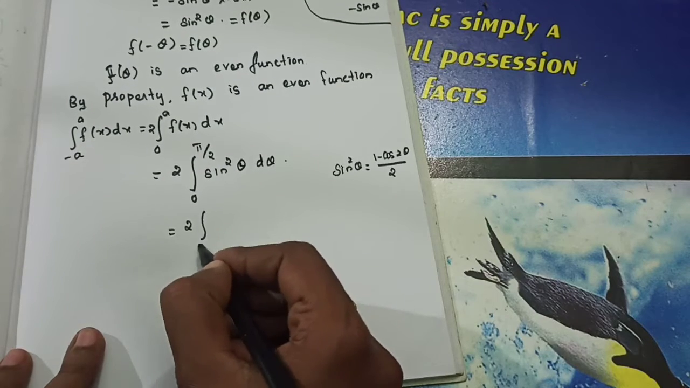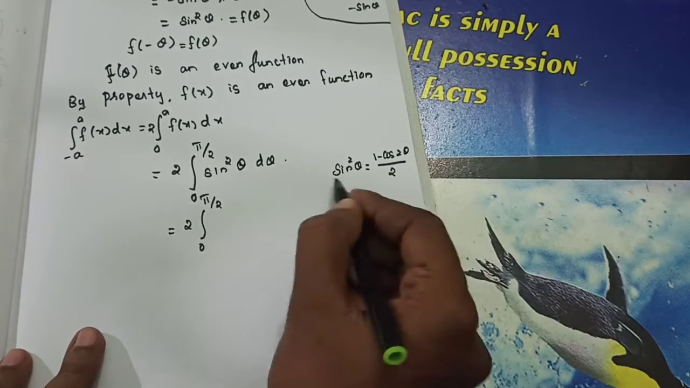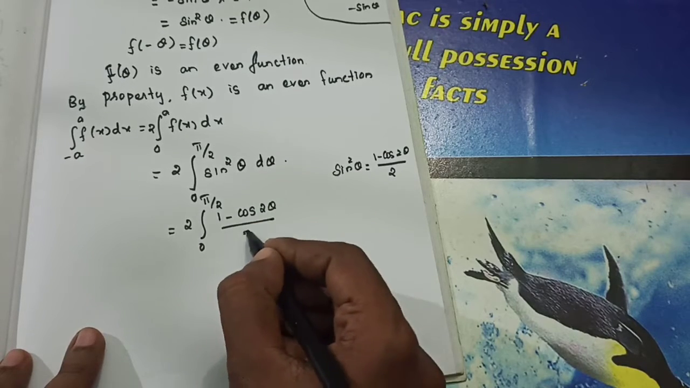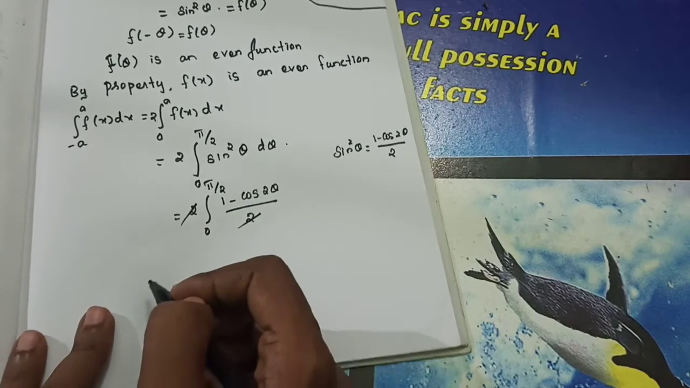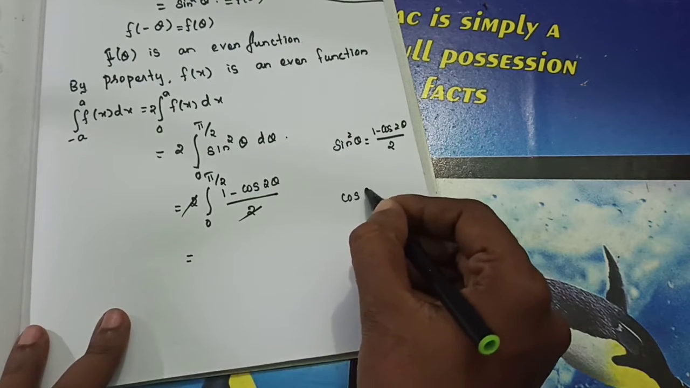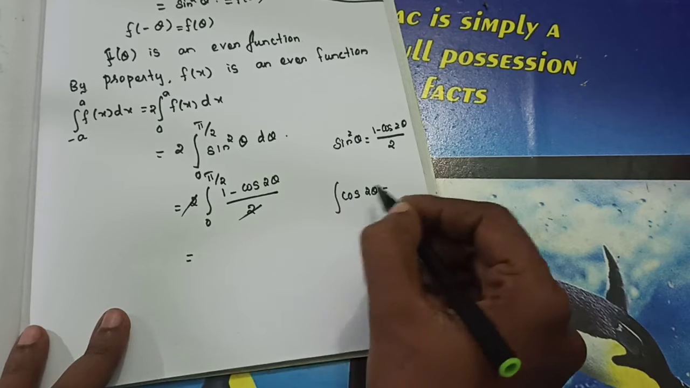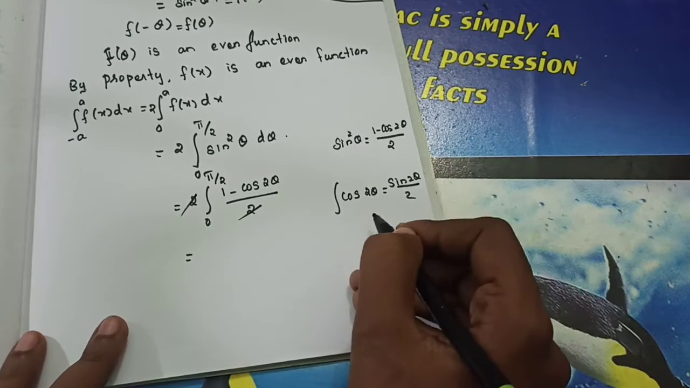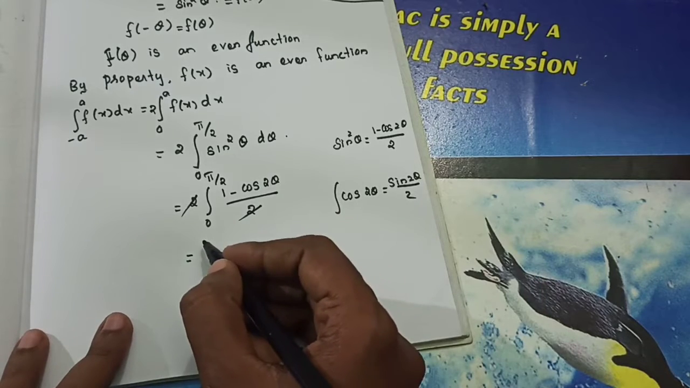So 2 into the integral from 0 to pi by 2. Substitute the formula here: 1 minus cos 2 theta divided by 2. So this 2 and 2 we can cancel. Now what is the formula for cos 2 theta? The integral of cos 2 theta is equal to sin 2 theta divided by 2. You have learned all that already, so we are going to substitute that.